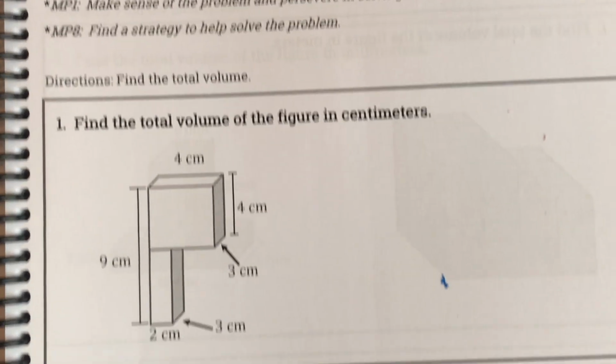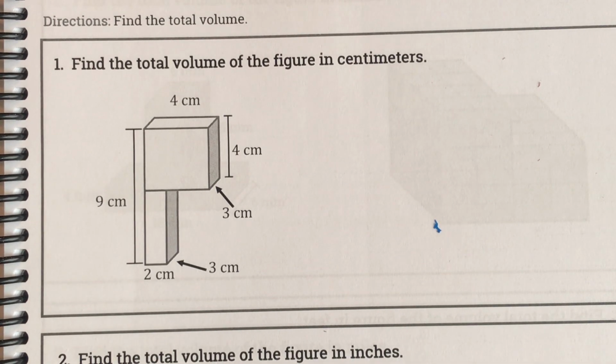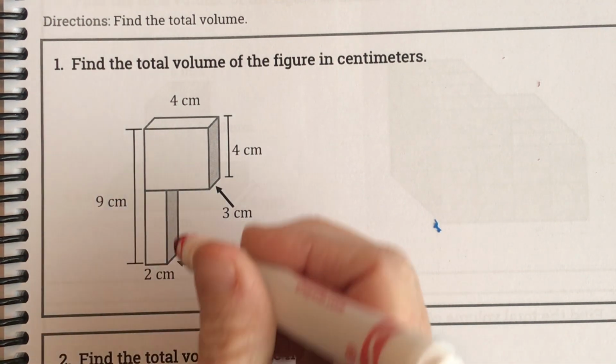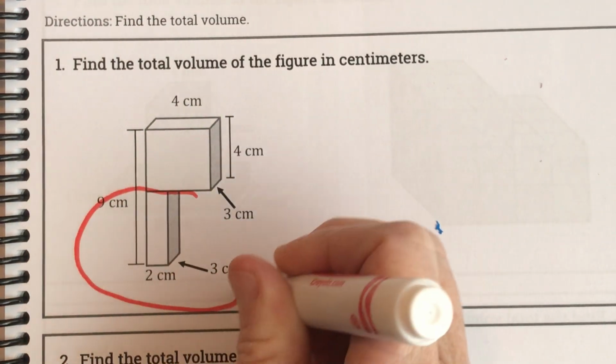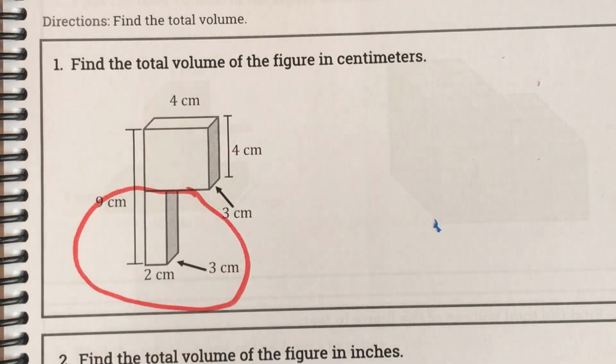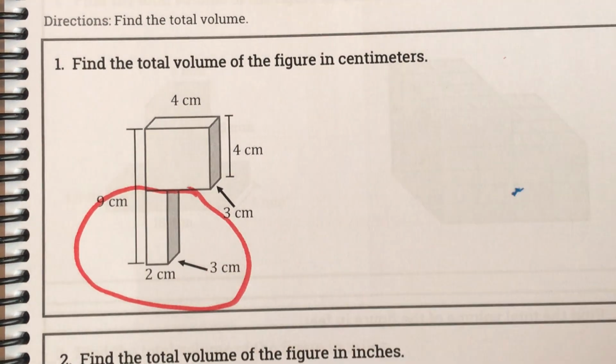Okay, so what does this look like? I'm going to put my green pen down and grab my red pen. So my first problem says, find the total volume of the figure in centimeters. So to me it looks pretty much like it's been divided right here. So I'm going to say those are my two. I have one on top and one resting on a small skinny one. Okay, so that was step one.